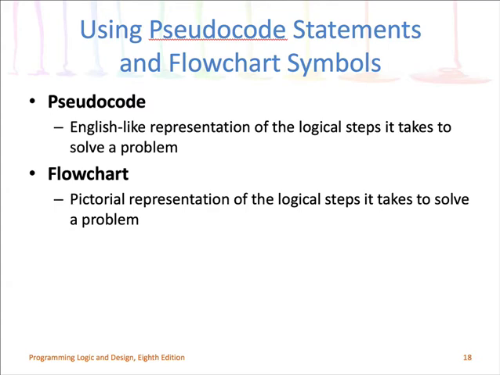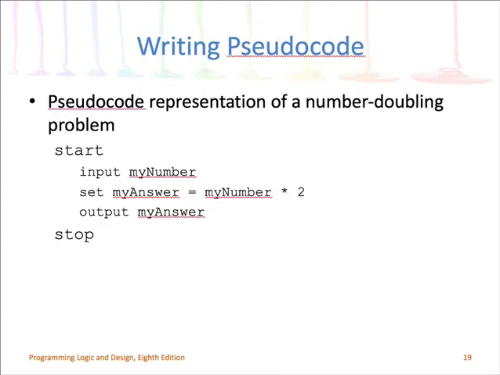Pseudocode is an English-like representation of the logical steps it takes to solve a problem. I know that you've already had several assignments in your homework that deal with pseudocode. A flowchart is just a pictorial representation of the same things. Some people like pseudocode better, some people like flowcharts better. They both serve the same purpose. I personally probably lean a little more towards flowcharts, but that's really a personal thing.